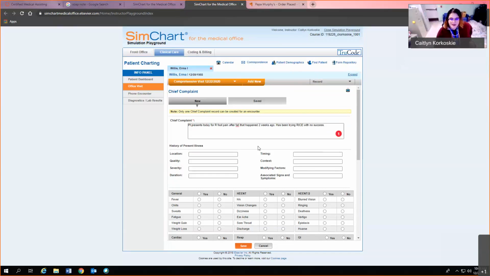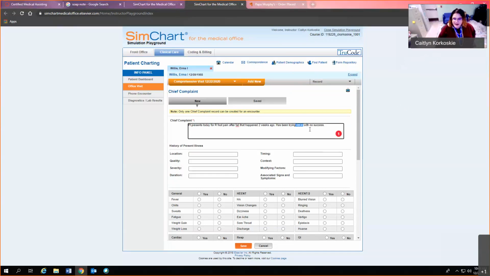No worries. So if the patient tells you pretty much that they've done that, they've been icing it, they've been keeping it up, all of that, then we can put in here that they have been trying RICE with no success. Because of course we know what that means.